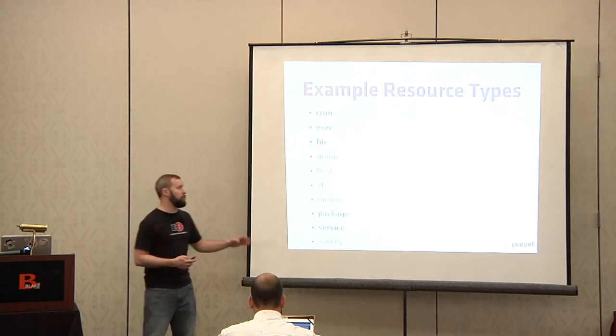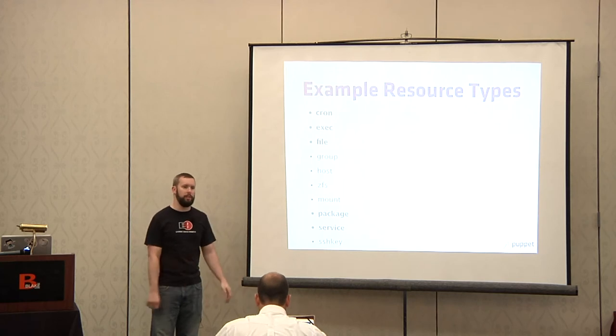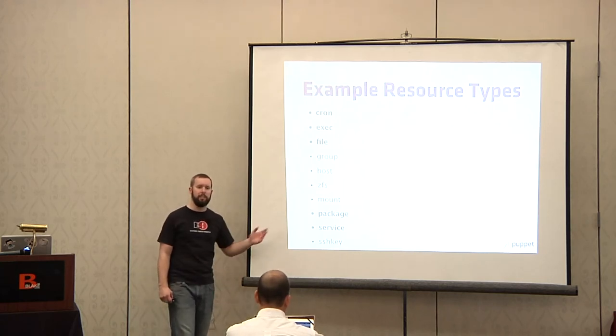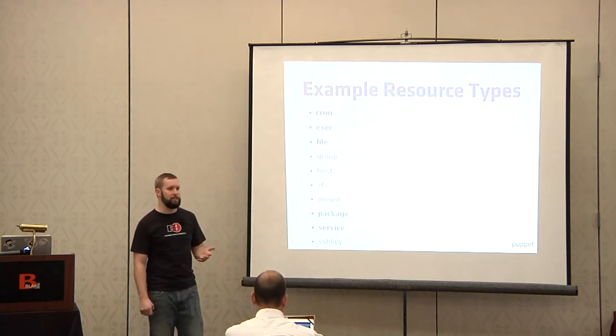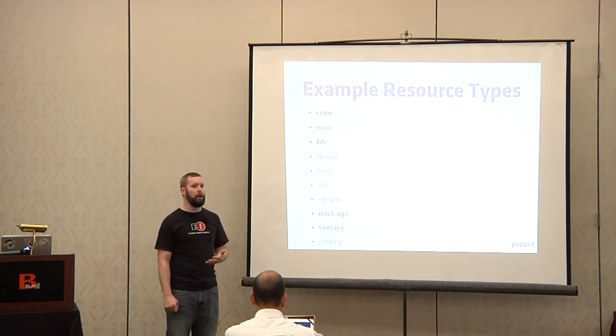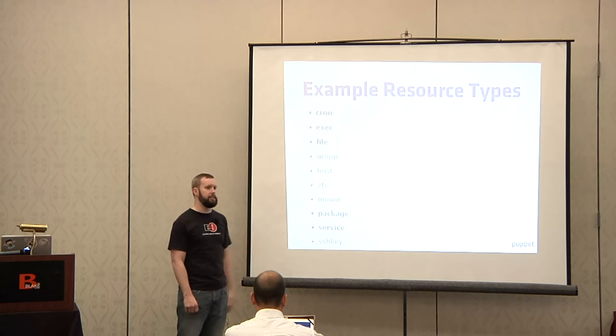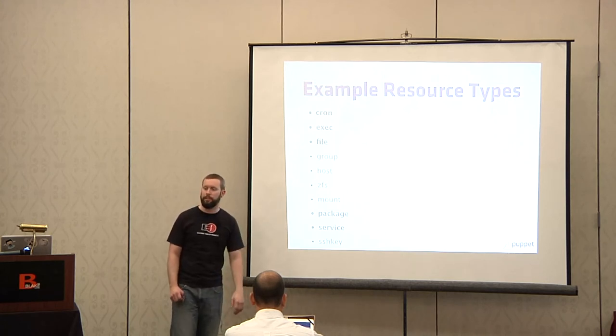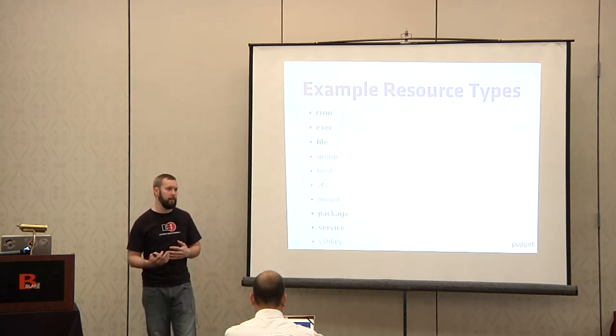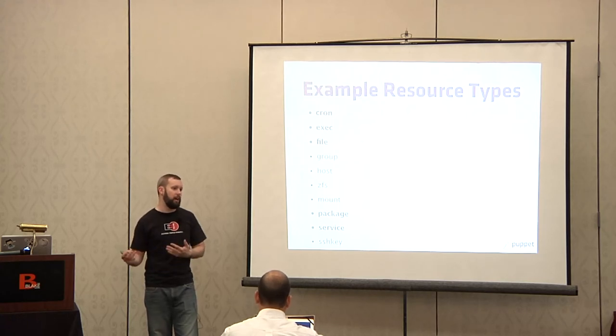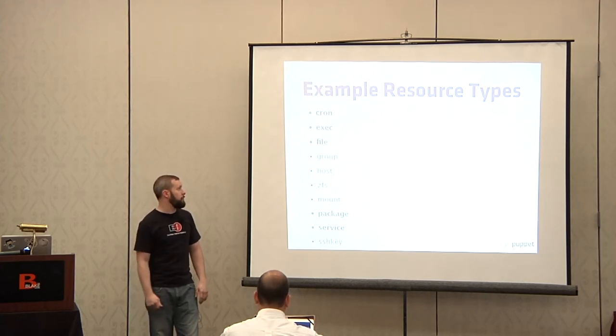We have a ton of different resource types, and this is just a short list. So we have things on here besides package, like files, services, mounts, cron, exec to run commands, ZFS, SSH keys, et cetera. So different aspects of your system we can abstract out. Host entries, user entries, et cetera.